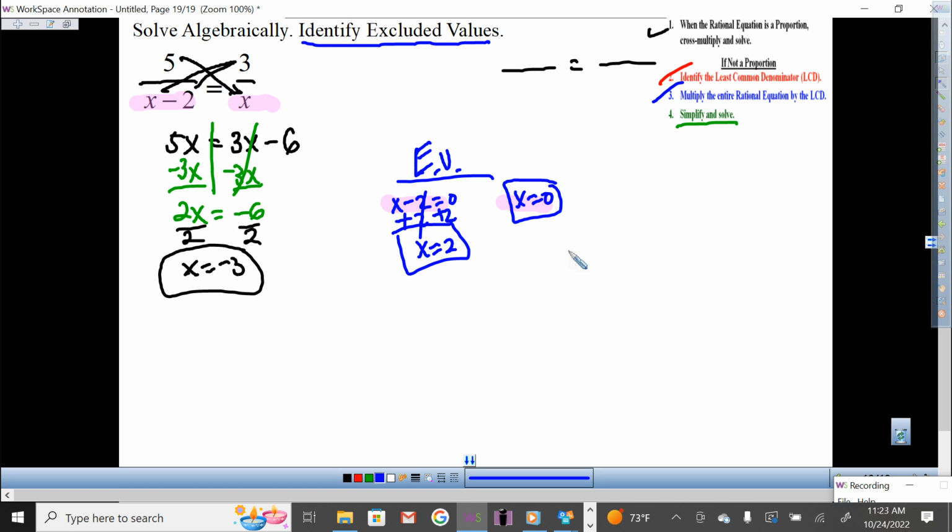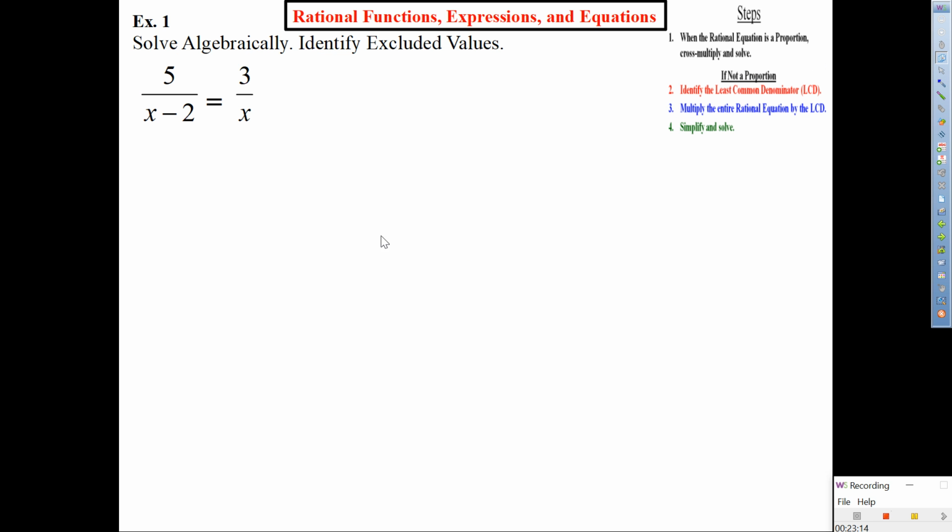We got it, right? All right, let's see if you can do this next one by yourself. It's almost exactly the same. You just follow the process. Here we go. Example 1Q: 1 over x equals 3 over x plus 4. Copy that and go.